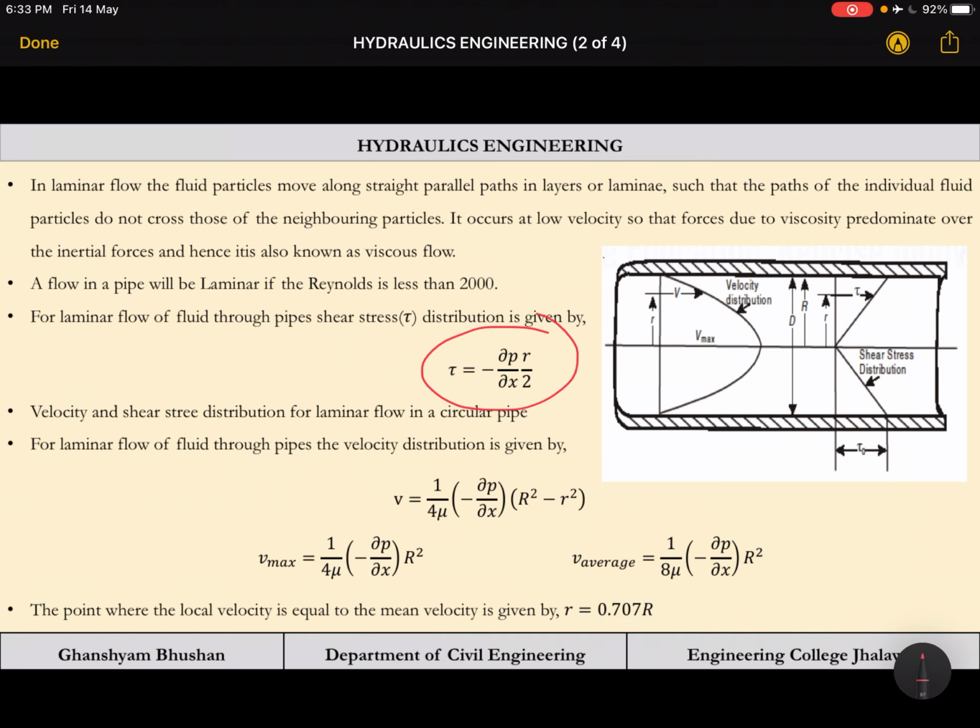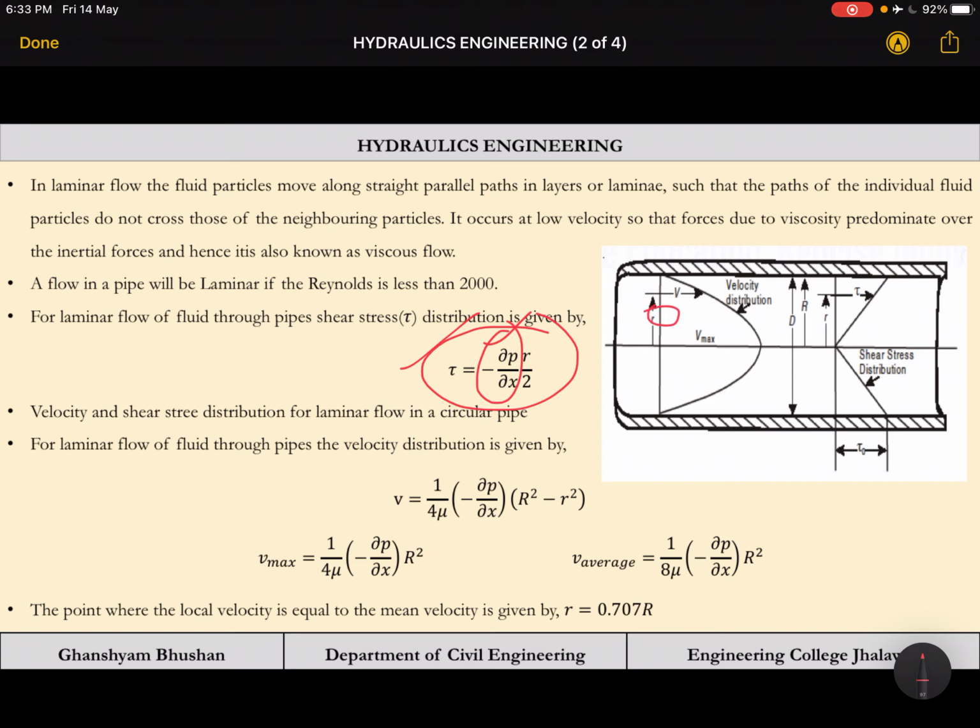This is a very simple equation. You just have to take any element in laminar flow in a closed pipe, and by the force balance equation you will get this value. Tau is the shear stress. The minus sign is there because the flow is happening from higher potential to lower potential. So P2 is less, so dp by dx finally becomes a positive quantity. That is why the minus is there. And r is the distance from the pipe center, as you can see from here.